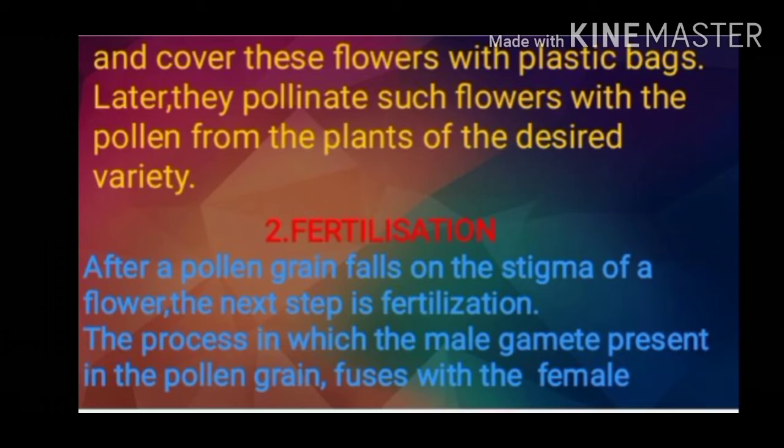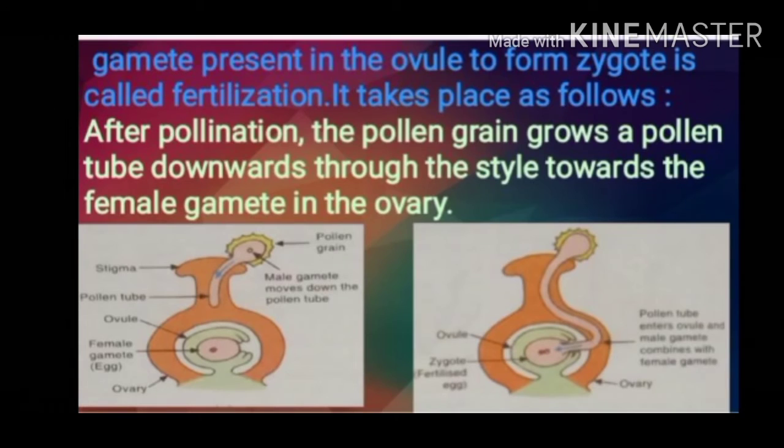After pollination, the next step is fertilization. After a pollen grain falls on the stigma of a flower, the next step is fertilization. The process in which the male gamete present in the pollen grain fuses with the female gamete present in the ovule to form a zygote is called fertilization. It takes place as follows.